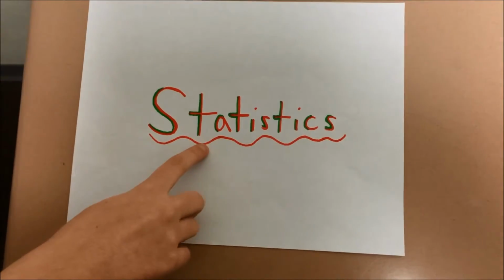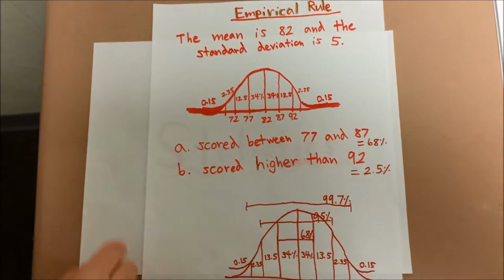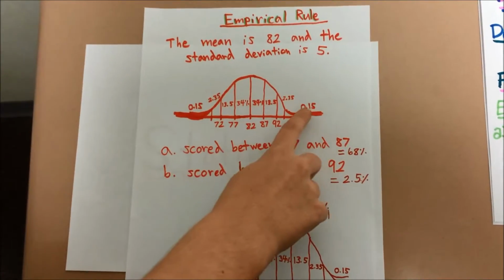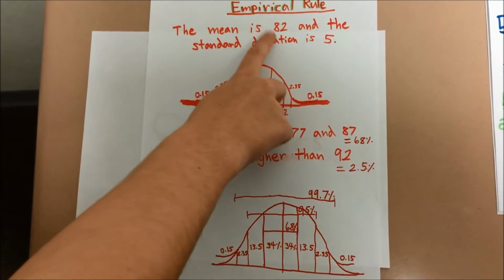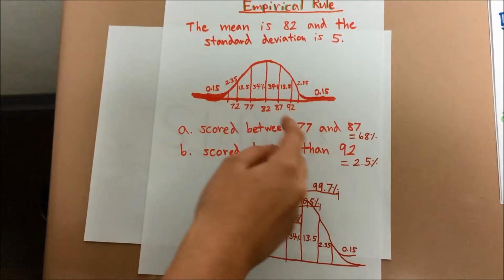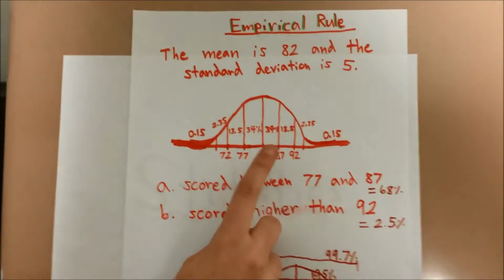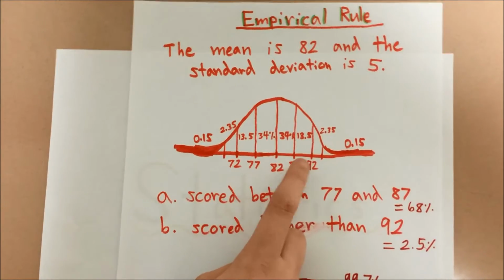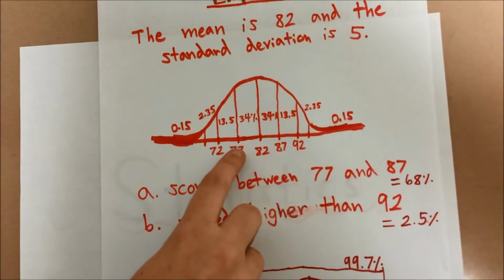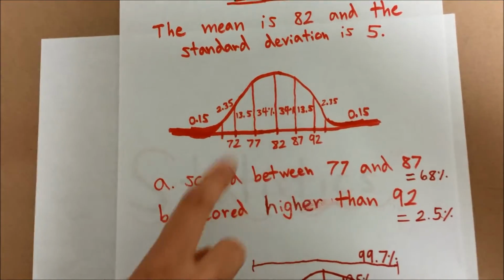Okay, so we're going to be doing statistics right now. First, to start off, your empirical rule: you draw yourself out a normal distribution curve, and then it gives you the mean, which is 82, and the standard deviation is 5. So you put 82 in the middle, and to get all these other numbers, you have to add 5, which is 87, 92, and then you subtract down by 5, which is 77 and 72.